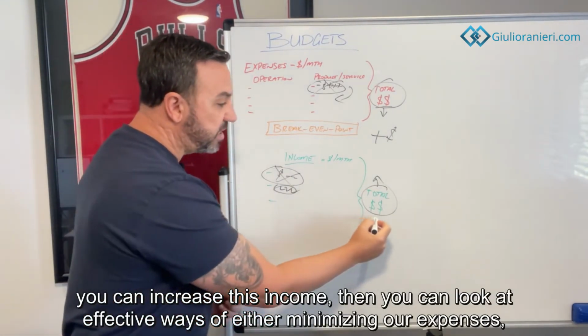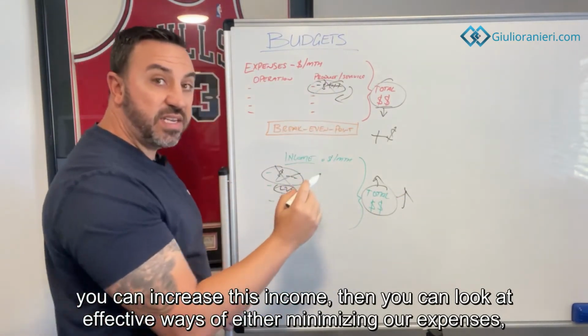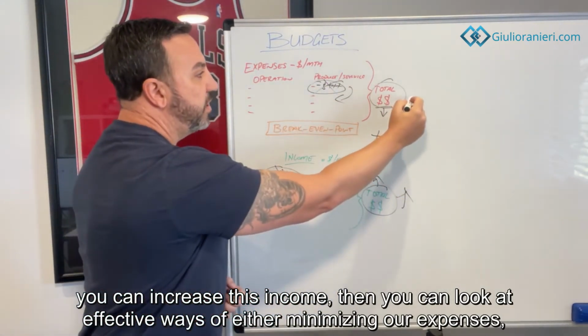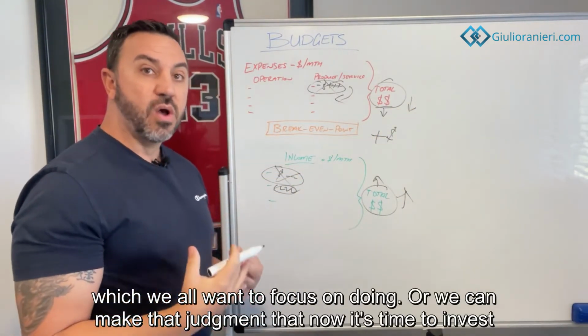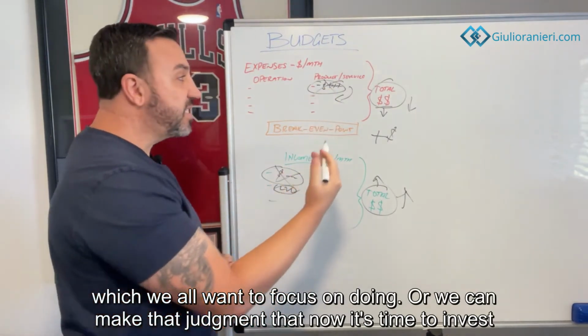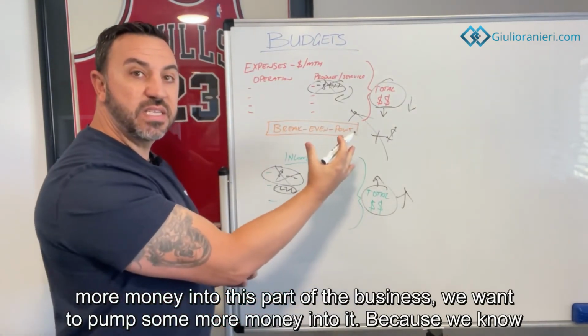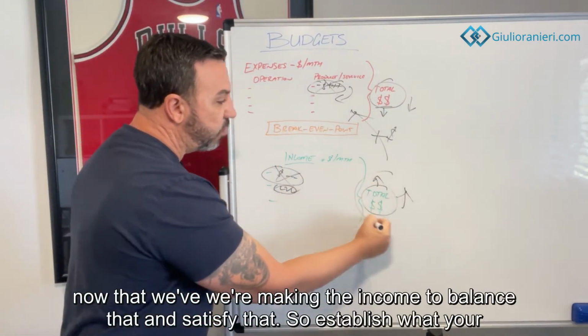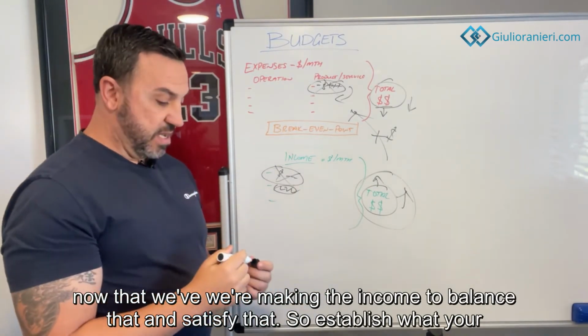When you can increase this income, then you can look at effective ways of either minimizing our expenses, which we all want to focus on doing, or we can make that judgment that now it's time to invest more money into this part of the business. We want to pump some more money into it because we know now that we're making the income to balance that and satisfy that.